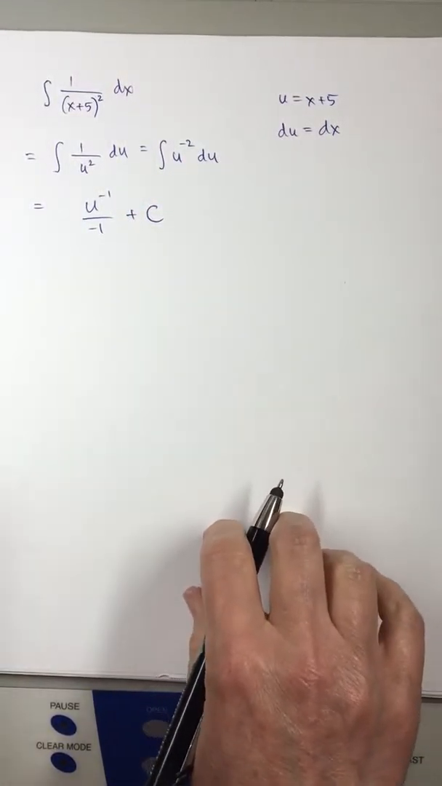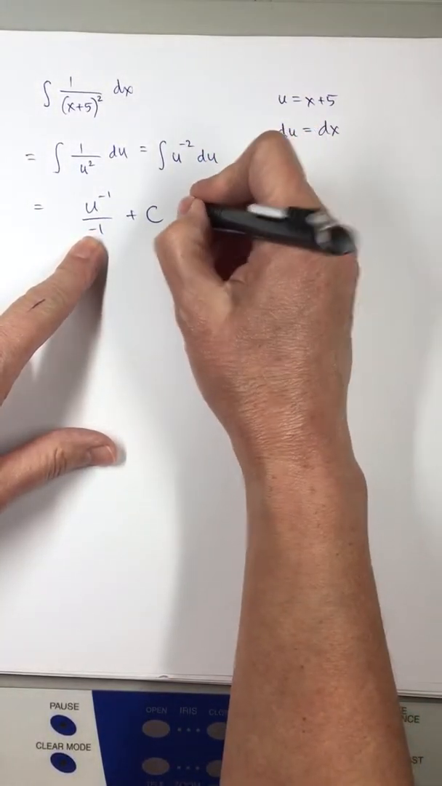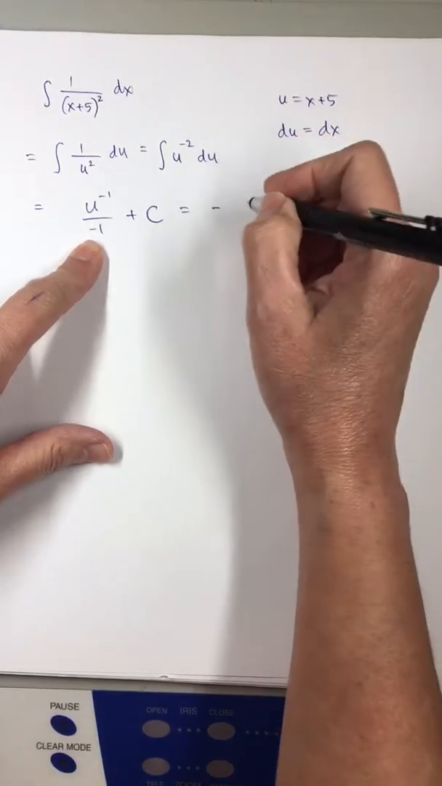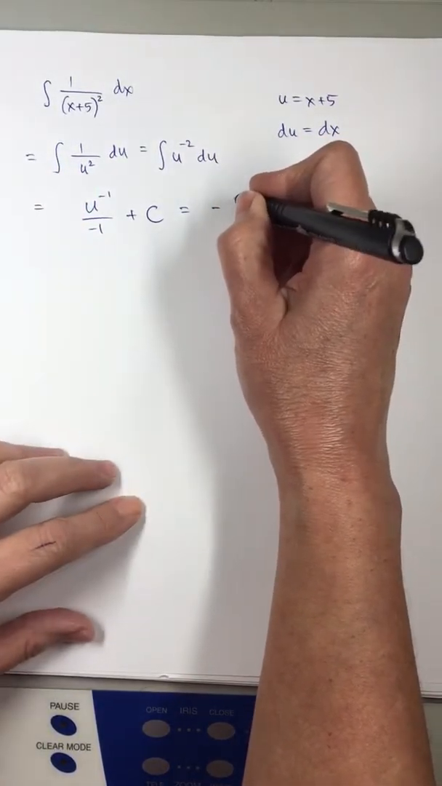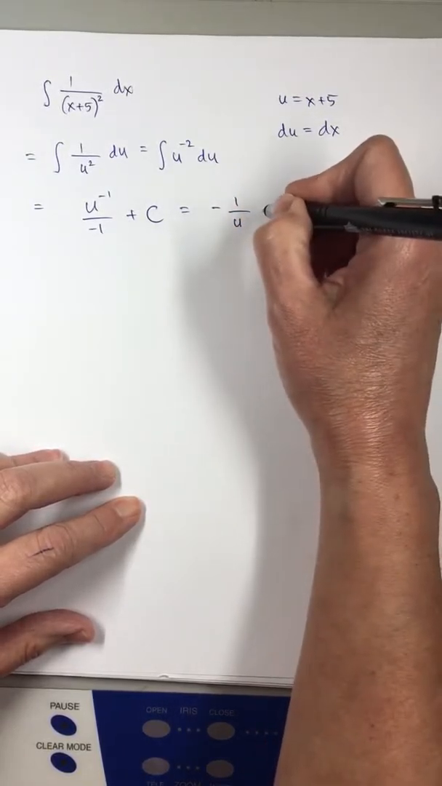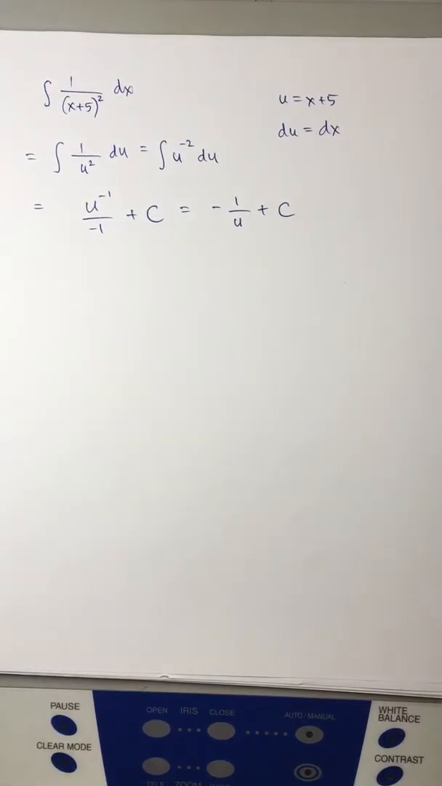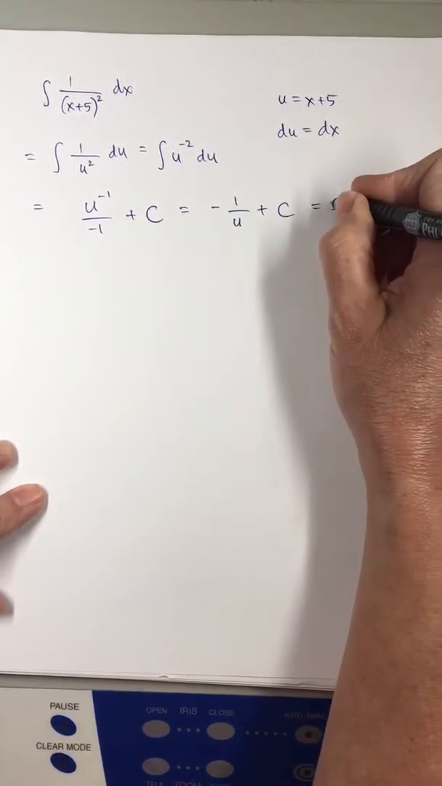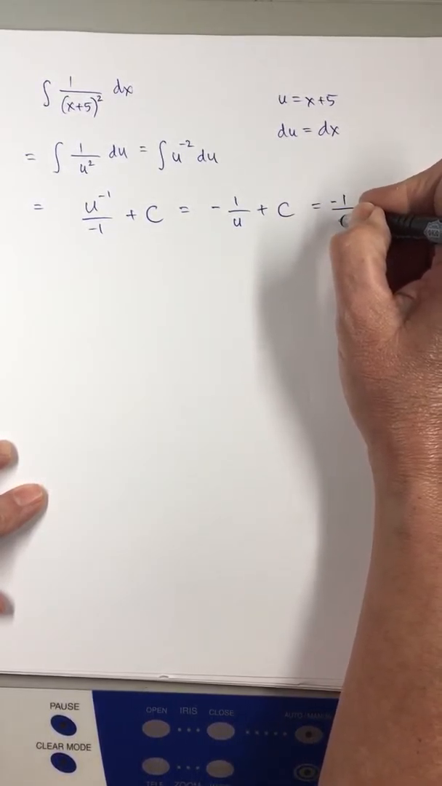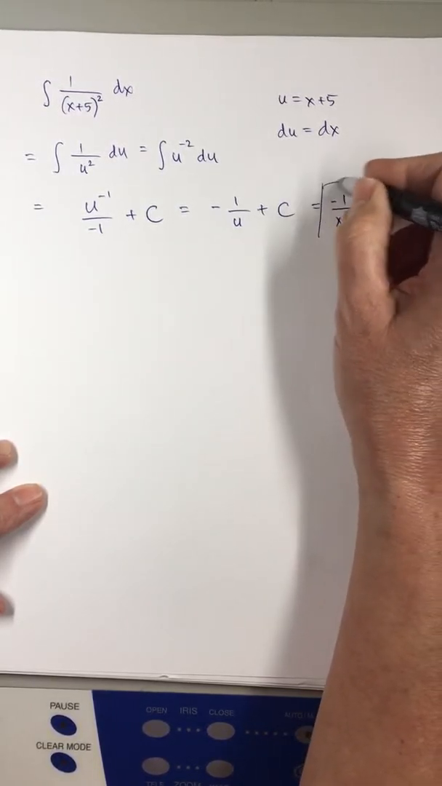Sometimes these negatives can be a little confusing. I got the negative 1 in the bottom, which makes this term negative. The u to the minus 1 makes that 1 over u to the positive 1 plus c. There's the antiderivative, and I have to do what? Put the x back in. Negative 1 over x plus 5 plus c.